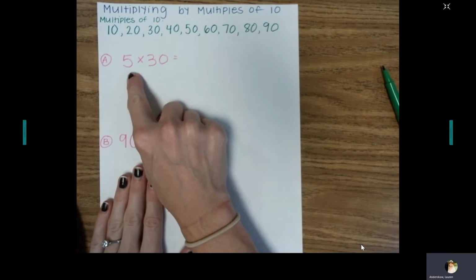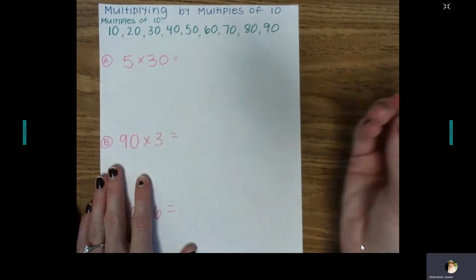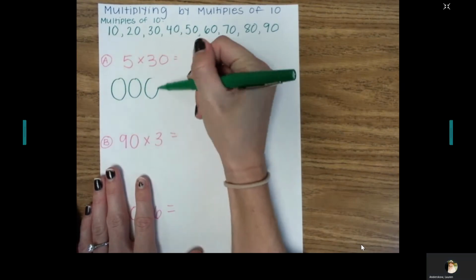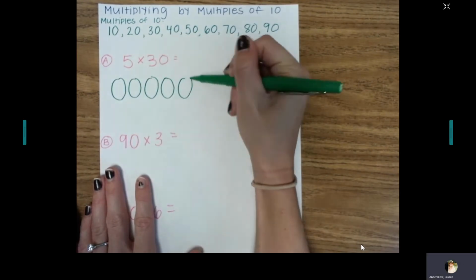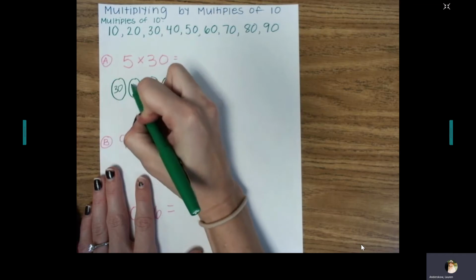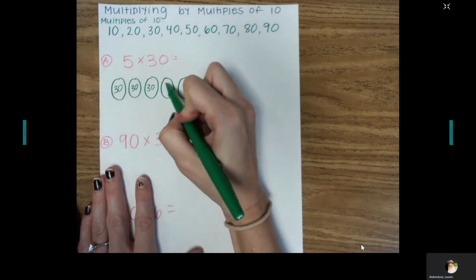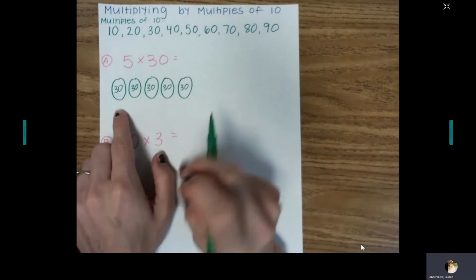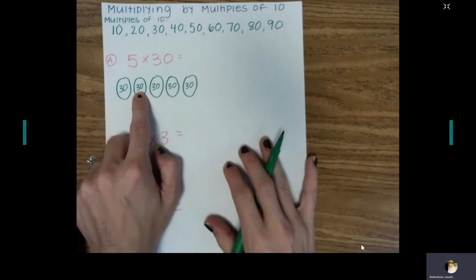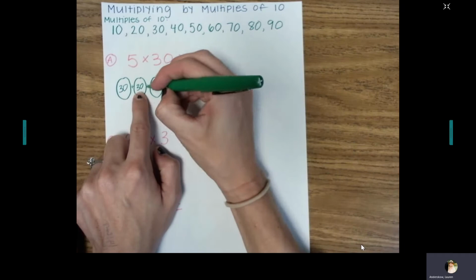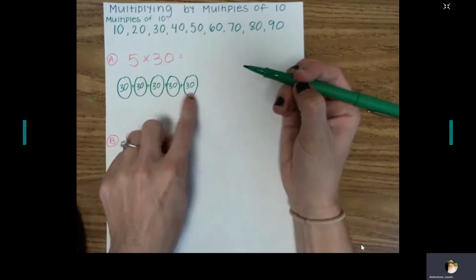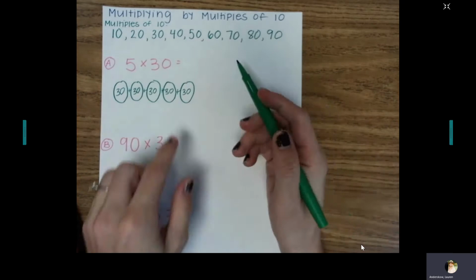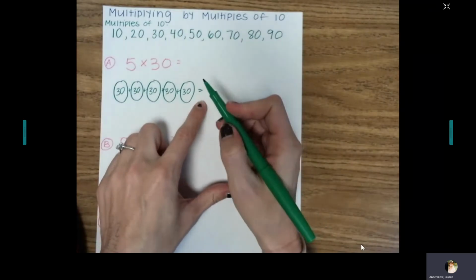So here I have 5 groups of 30. Okay, so I'm going to start by drawing 5 groups. And there are 30 in each. Okay, so now I would need to add 30 plus 30. I can put my little plus here to show you. Plus 30, plus 30, plus 30, plus 30. Okay, so this is one way that you can solve it, and this makes sense to show you what's happening.